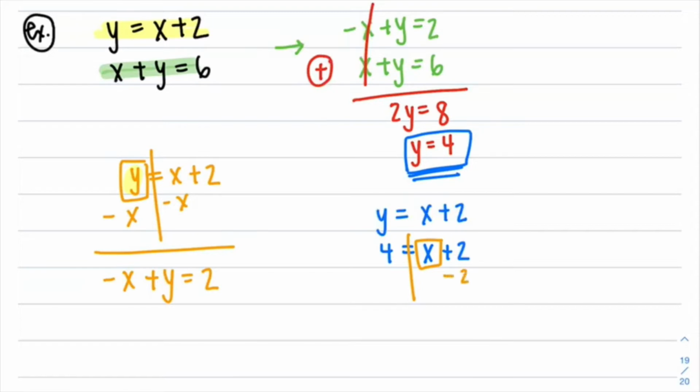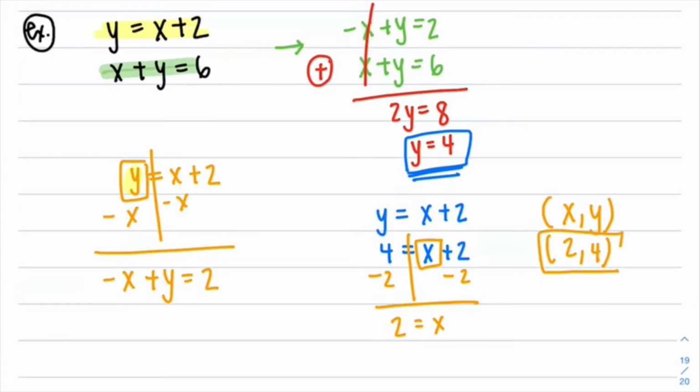So x needs to stay. The 2 is what's going to have to move, so opposite, minus 2 from both sides. So 2 is equal to x. So final answer here, remember we read it as at x and y point. You would have 2 and 4 as your ordered pair here.